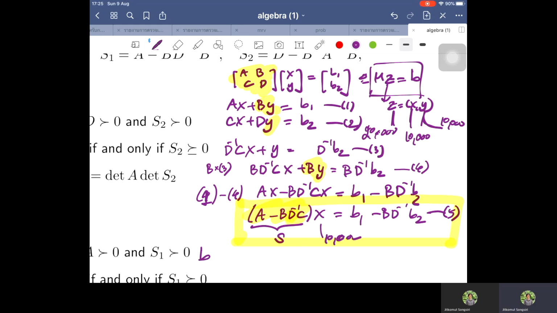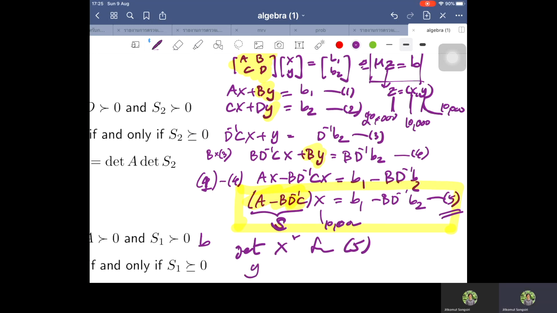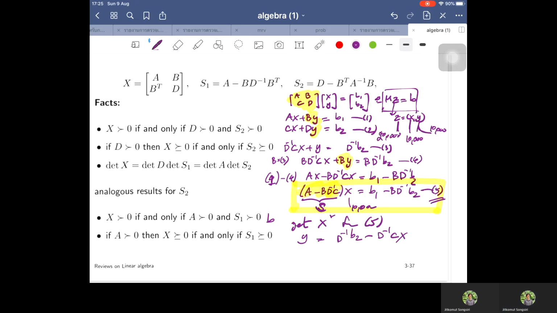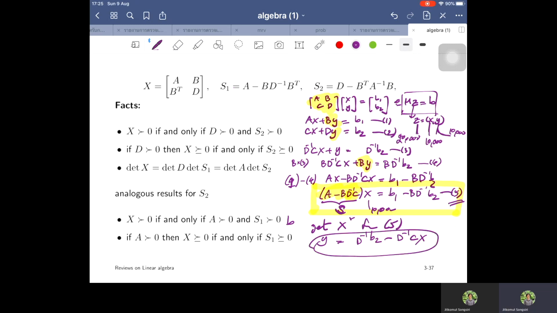Suppose I give you b, you can solve 5 because you can form a matrix S, cache it in the memory, and solve equation 5. Once you get x from equation 5, how do you get y? You can get y from equation 3: y equals D inverse b2 minus D inverse C x. So you retrieve it from here.